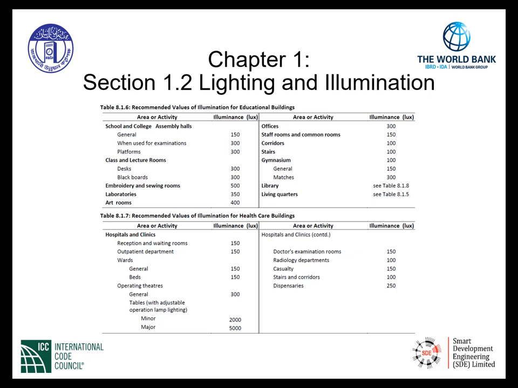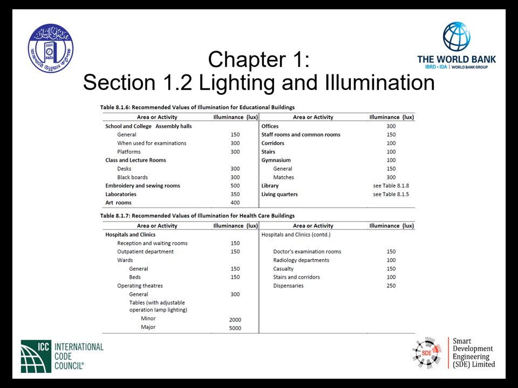We have Table 8.1.7 below. Recommended values of illumination for healthcare buildings. Hospital and clinic, this category. When we have areas such as reception and waiting rooms, we have a minimum value of 150 lux. Operating theaters vary based on general 300 lux. Tables with adjustable operating lamp lighting, we have minor and major. The minor is a minimum of 2000 lux with a major adjustable operating lamp of 5000 lux.